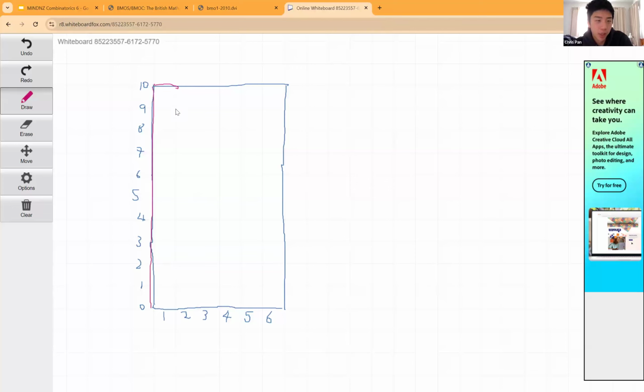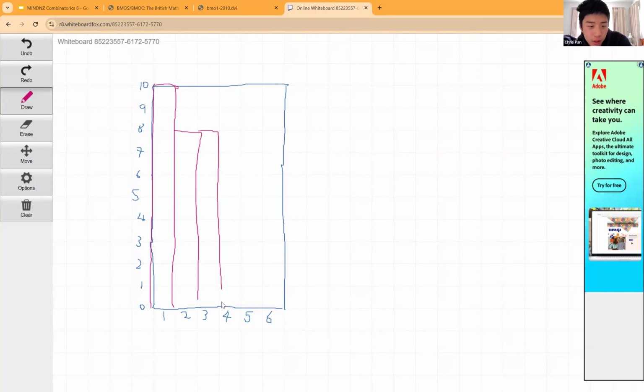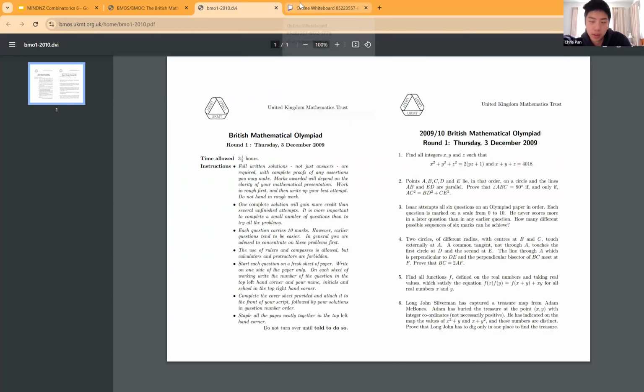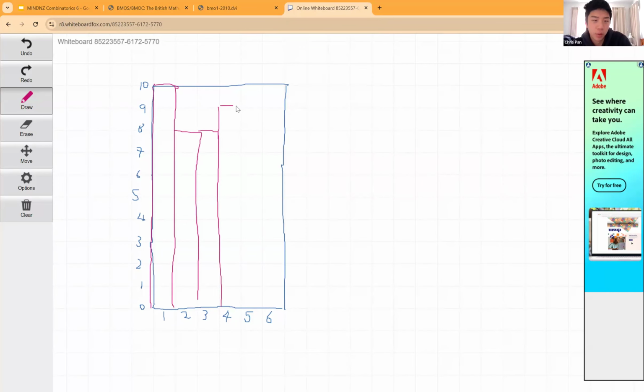If I draw it like a bar chart, maybe you get 10 marks here. Maybe you get 7 marks in the second question. Maybe you get 7 marks again on the third question, because you never get more on a later question than any earlier question. So I can't go up on the next question. You can only stay at the same level or go down. And then maybe something like this. He gets 0 marks on the last question because he doesn't attempt it at all.